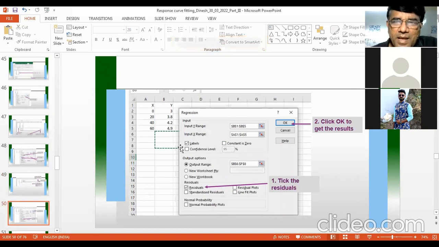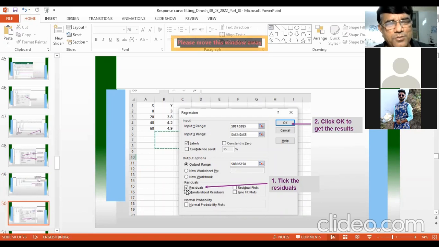So then it will appear like this. And now you want to get residuals also. Residuals, I think I already told you, are the differences between observed and predicted values of the dependent variable. So tick the residuals. If you want residuals, you click here. If you want residual plots, click here. If you want standardized residuals, click here.